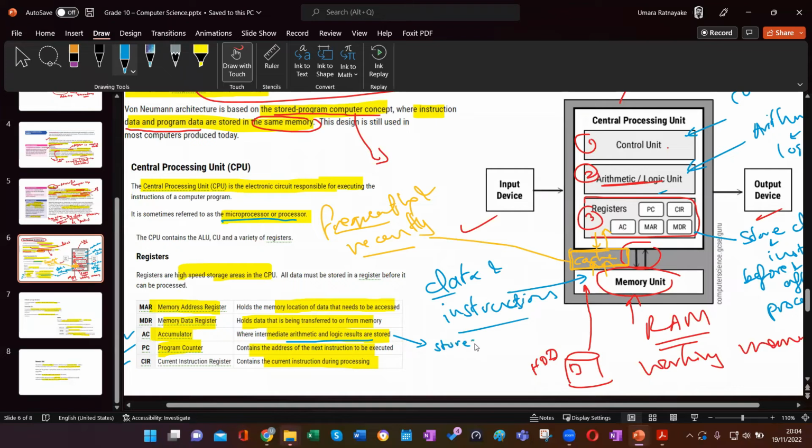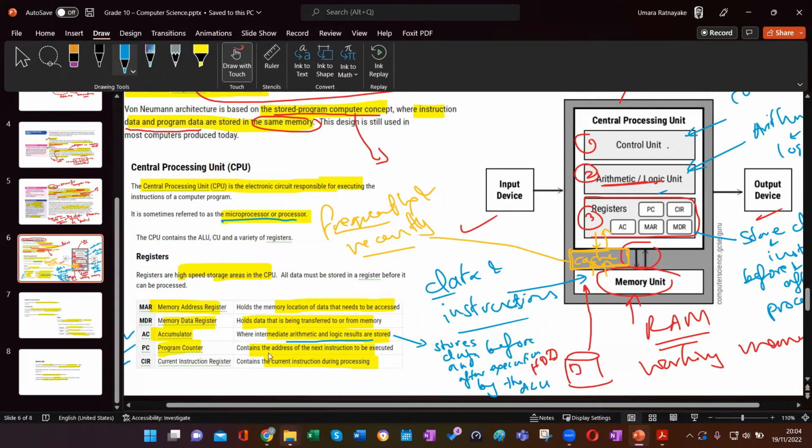Stores data before and after execution by the ALU.